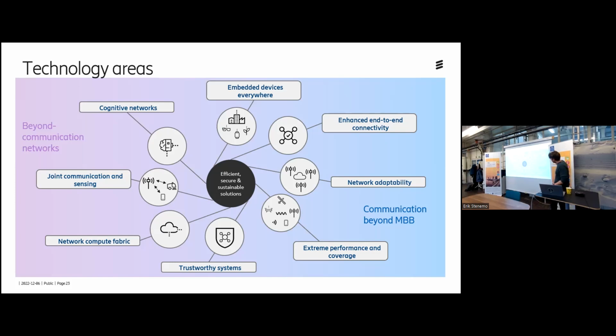So starting from here, we will work on extreme performance and coverage. So you saw that several of the use cases, they need higher data rates and higher capacity. So we do that by simply adding more wireless bands and also, of course, improving the performance of the existing bands. So for 6G, we look at maybe 7 to 20 gigahertz bands. So the lower, the upper midband, I think it's called.